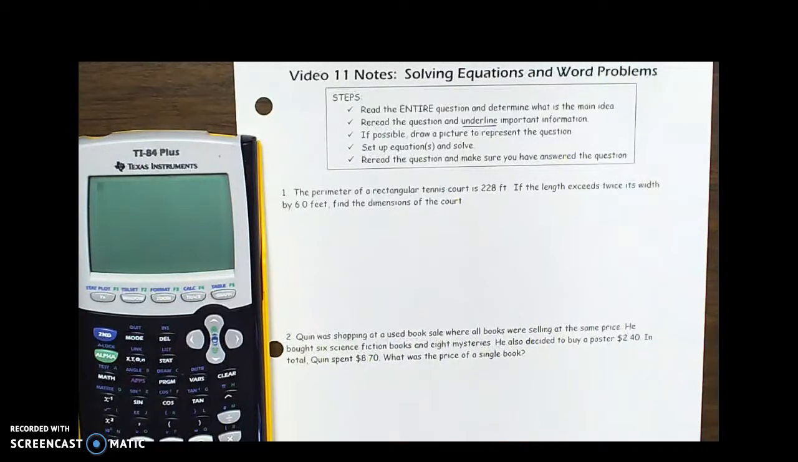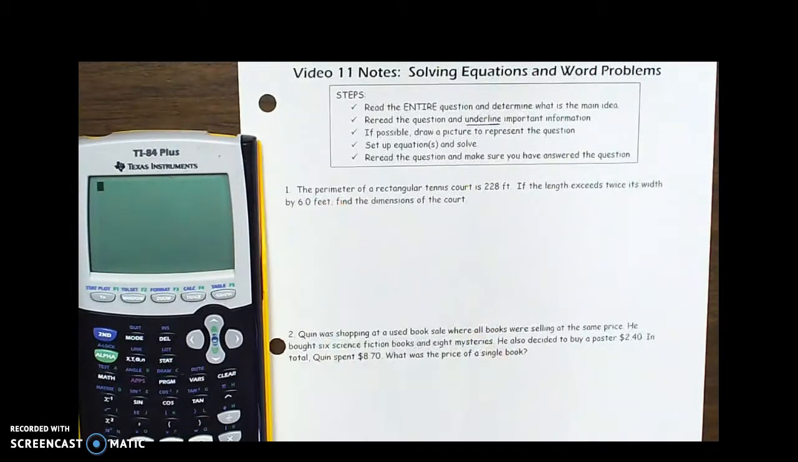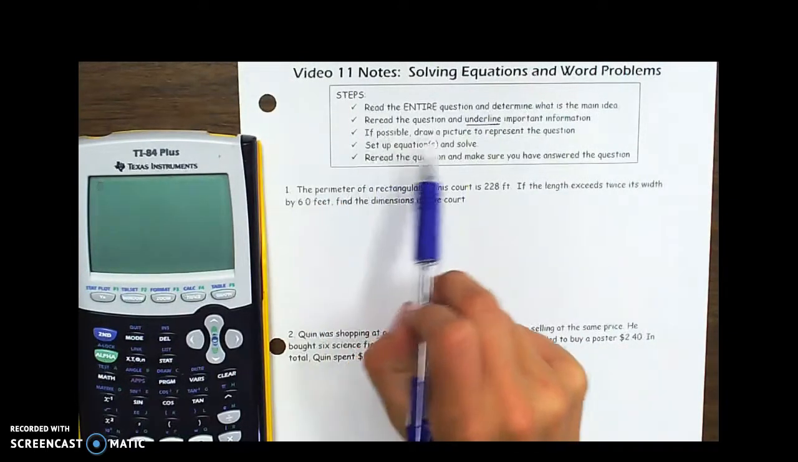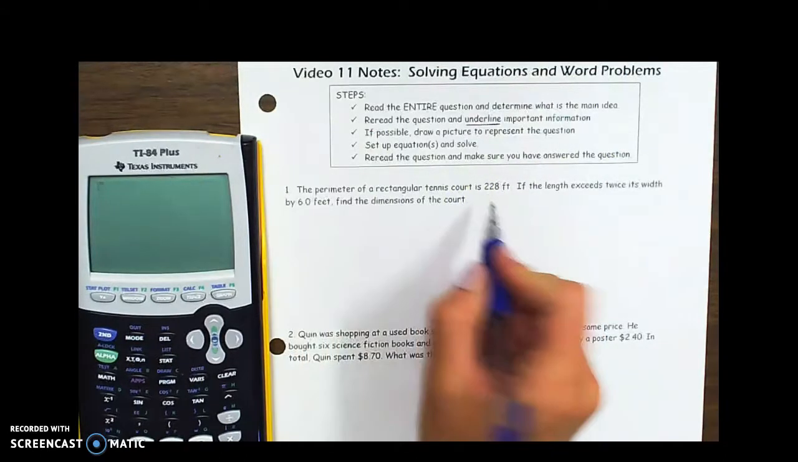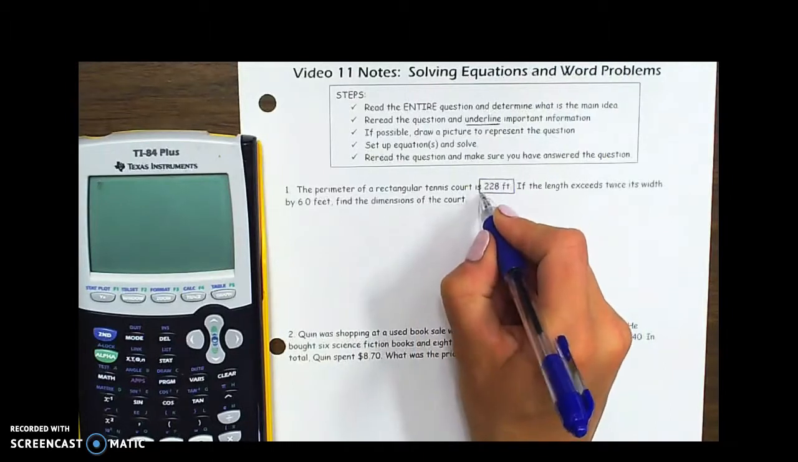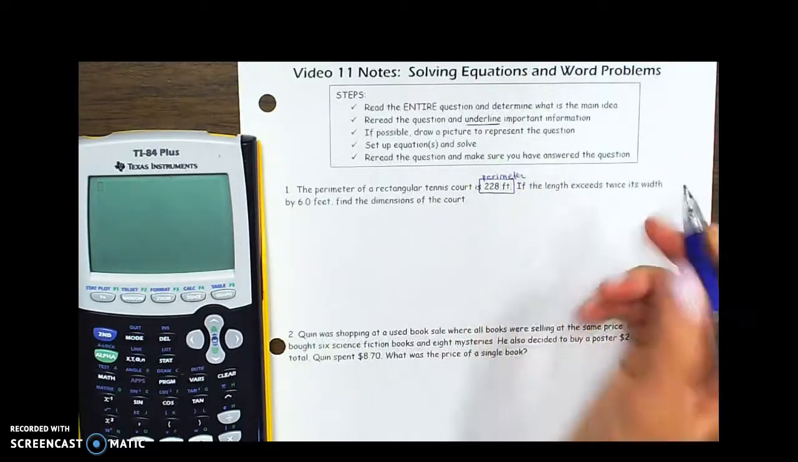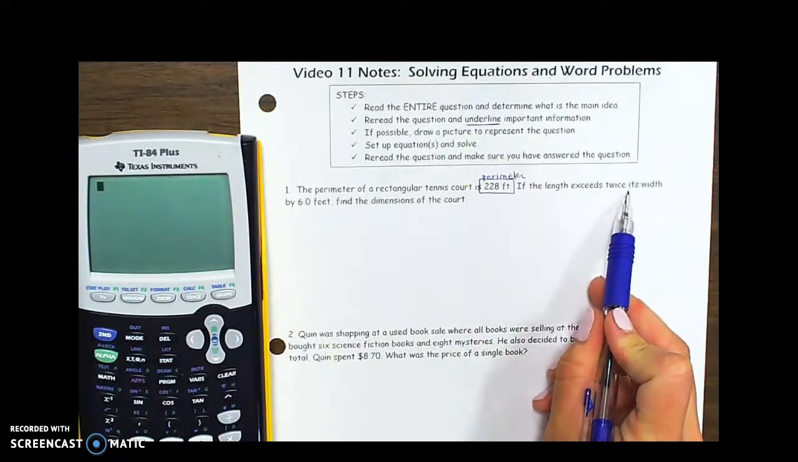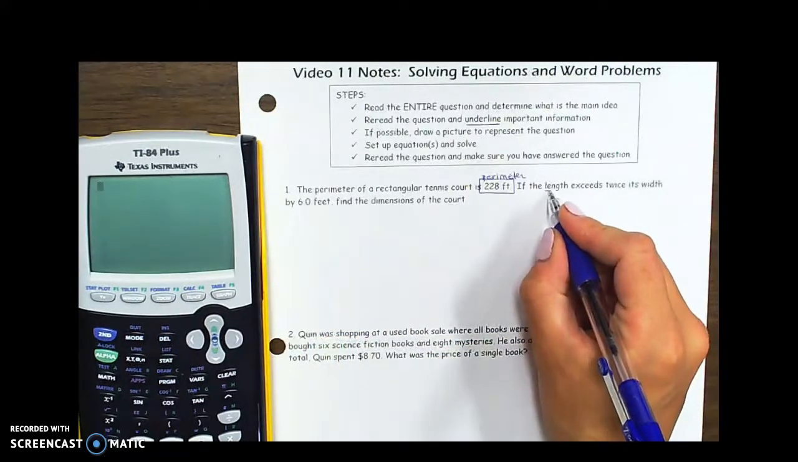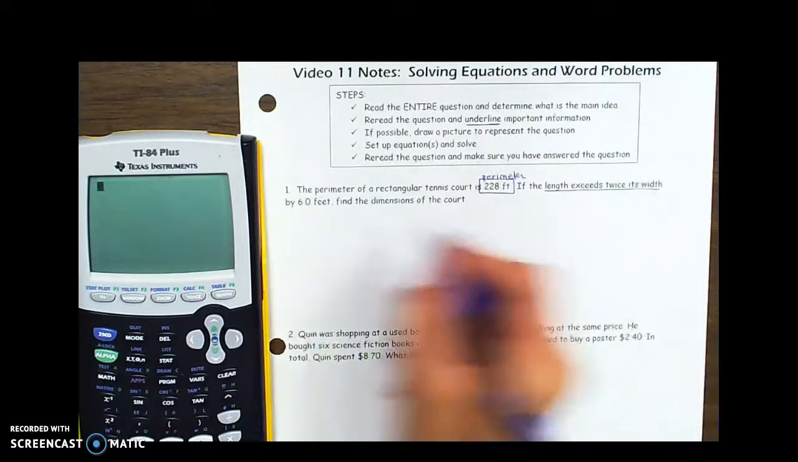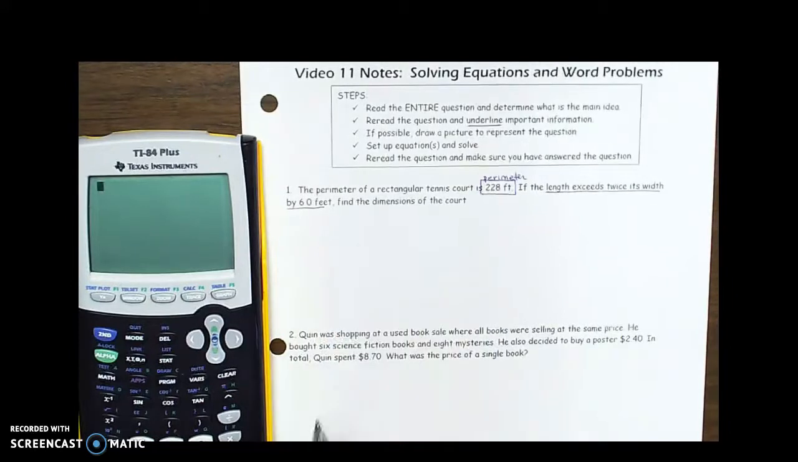And what's the other key idea of this problem? Well, I see this mathematical word here, perimeter. All right, so now let's reread the question and underline important information. So the perimeter is 228 feet. So that's my number that's important, and this represents the perimeter. The length exceeds twice its width by 6 feet. That's important. Find the dimensions.